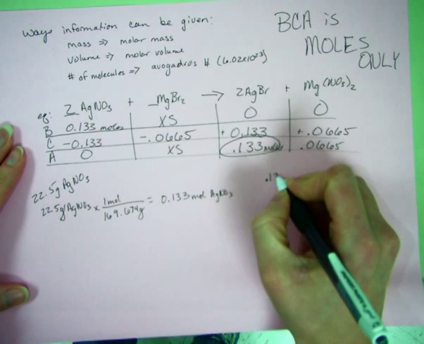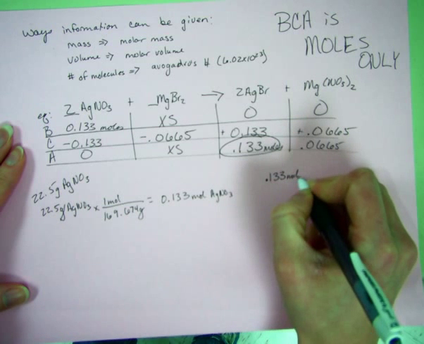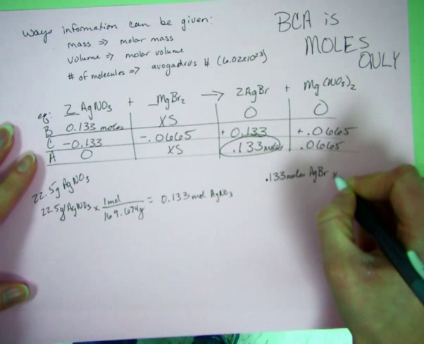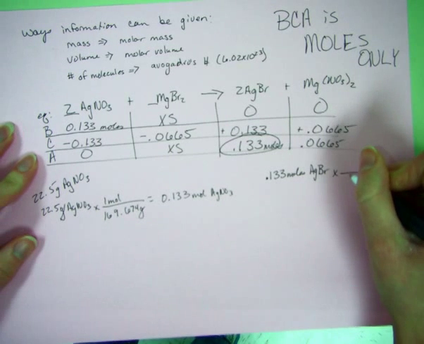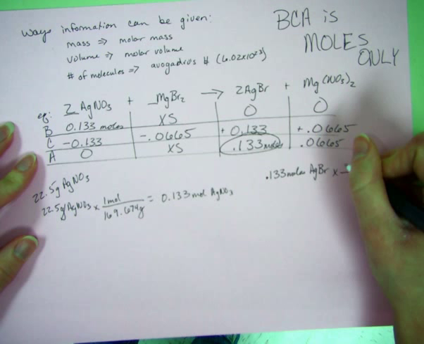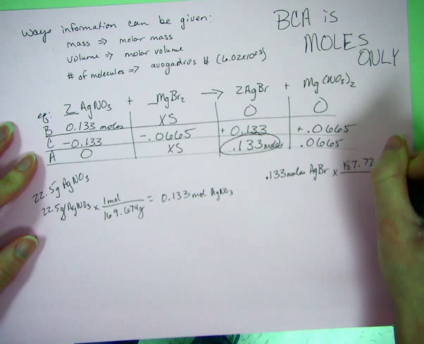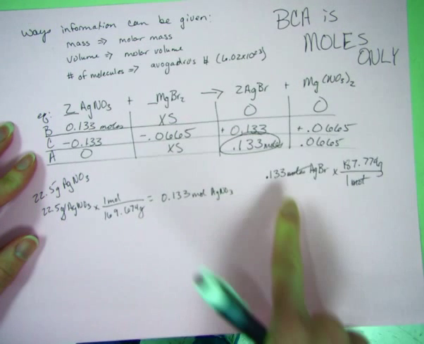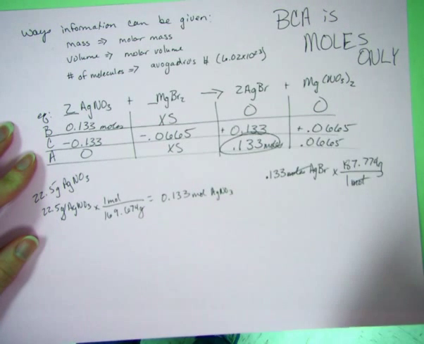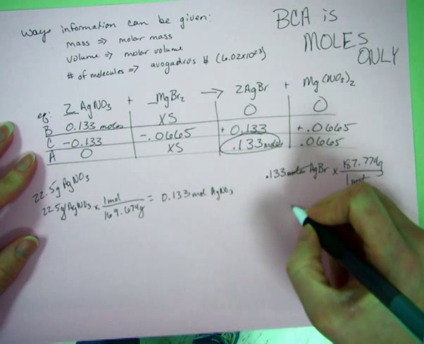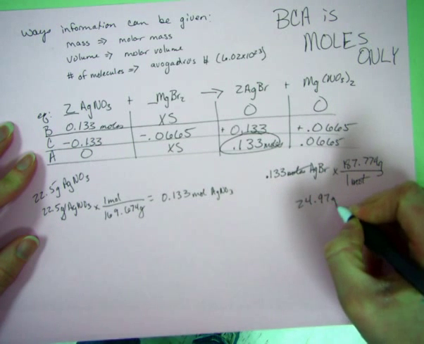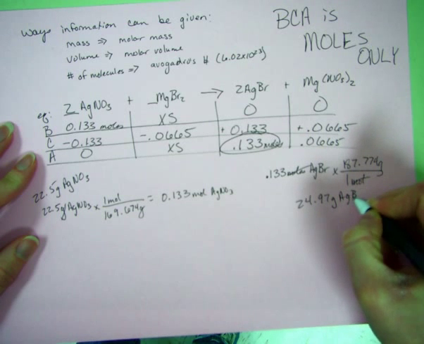So you're going to take this number, which is in moles, and I want grams, so just do another conversion. 0.133 moles of AgBr times, and we're going to put the molar mass on top this time because we want to get rid of moles. So cross out your moles. 0.133 times 187.774 gives us 24.97 grams of AgBr.